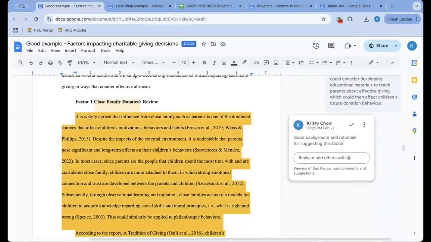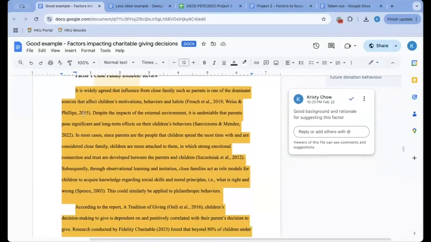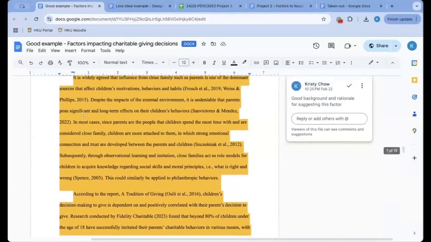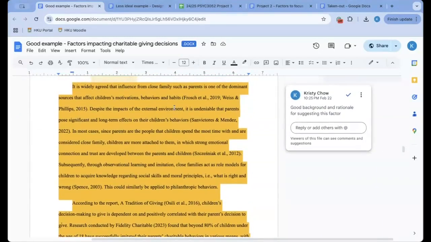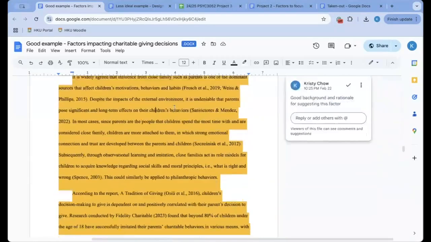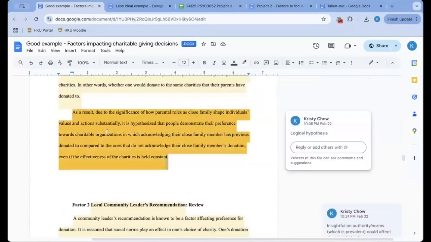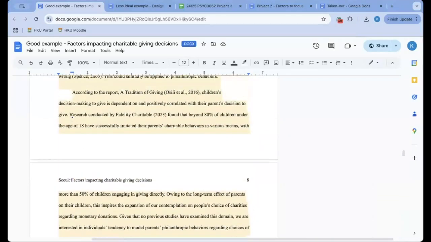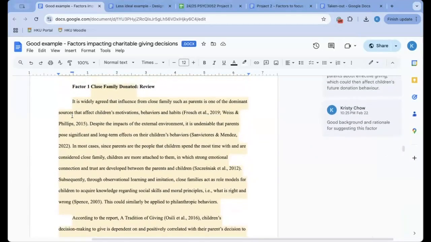On to factor 1. It's about close family donated. I'm not going to go through all of the information provided here, but what they did is that they provided quite a comprehensive and good background and rationale for suggesting this close family donated factor. And they also provided a very logical hypothesis, which could easily be derived from reading their background.